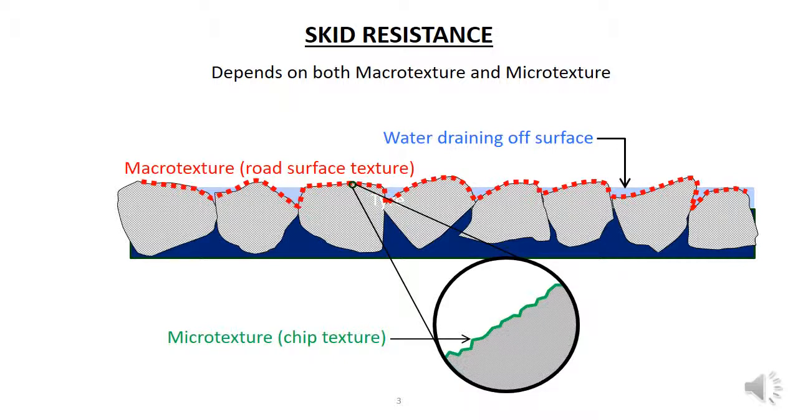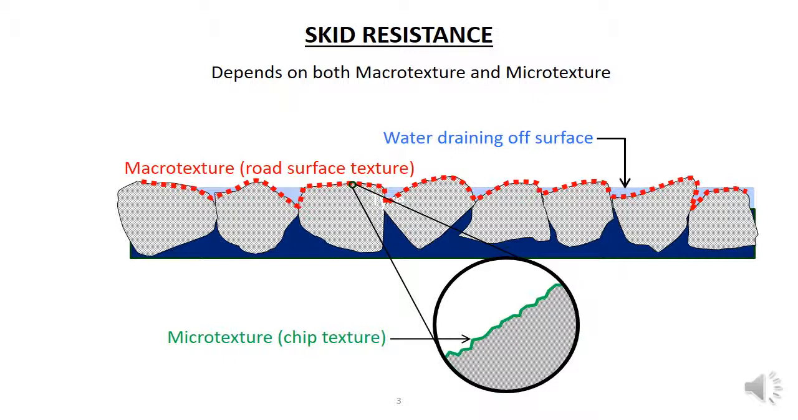One of the main functions of a surfacing is to provide a safe running surface, which means it needs to provide good traction between the road and the vehicle tyres. This is often called skid resistance, as it is the traction that prevents the vehicle skidding. The skid resistance is due to both macro texture and micro texture of the road.